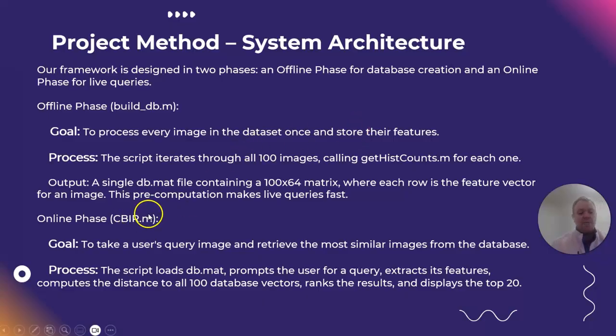The online phase was actually taking the user's query image and making the active comparison, based on Euclidean distance, to every image in that database. It computes the distance to all 100 database vectors, ranks the results, and also displays the top 20 visually as well.